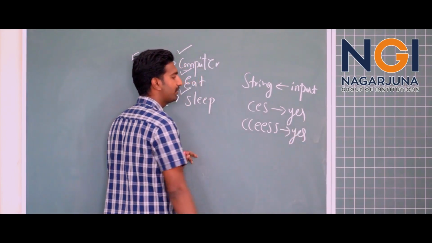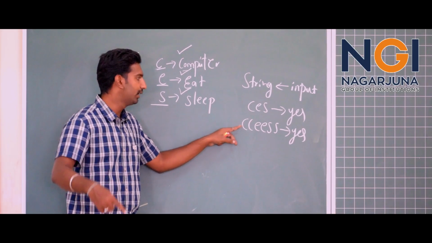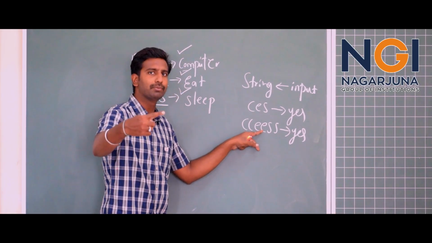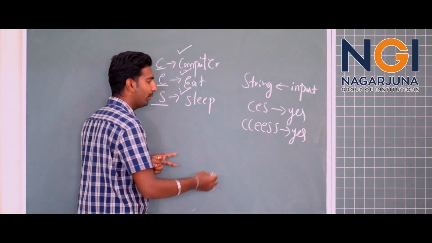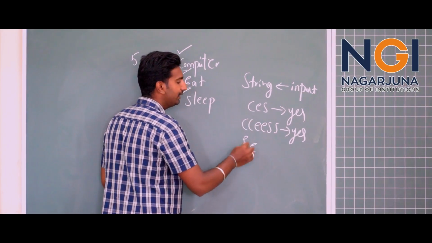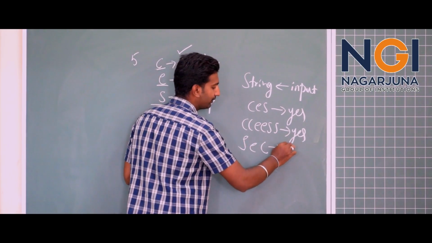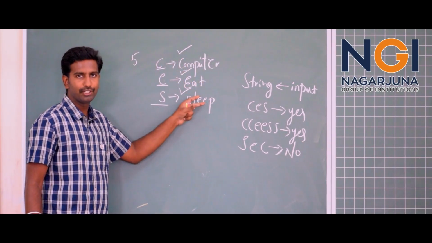This is what we need to understand, because he can use the computer any number of times, he can eat any number of times, and he can sleep any number of times. So we need to print yes only. But his daily routine order should not be changed. For example, if he is sleeping first, then eating, and then using the computer, I need to print no. This is the observation we need to make.